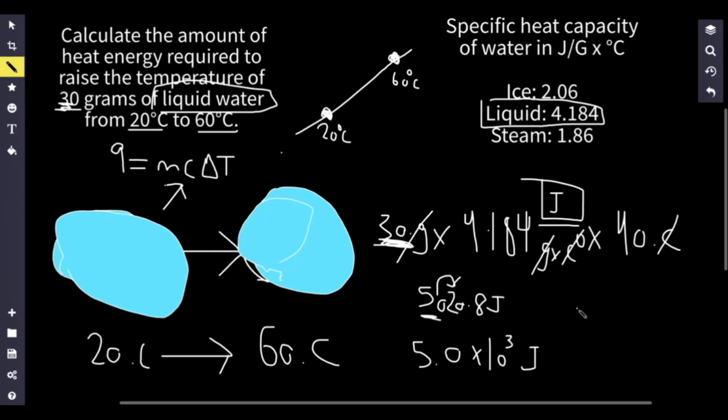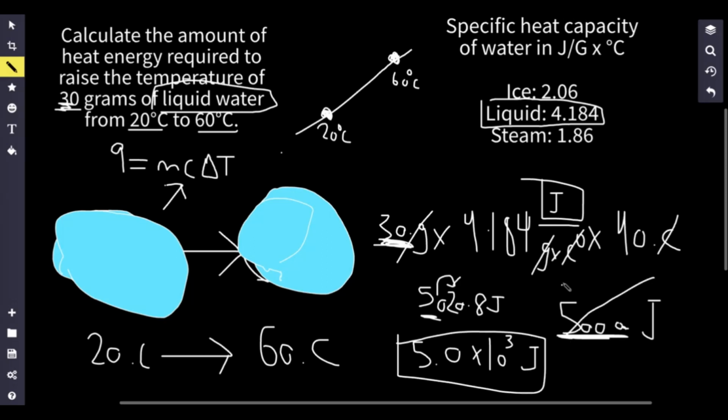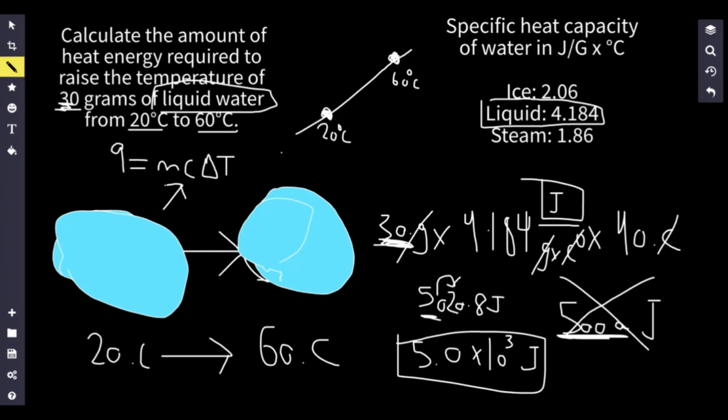Because if you were just to write it as 5,000 joules, you would only have one sigdig. Or if you were to write it as 5,000 with a point, there's 4 sigdigs. So just to get the correct number of sigdigs, you write it in scientific notation, and you wouldn't write it like this. And yeah, that's the answer.